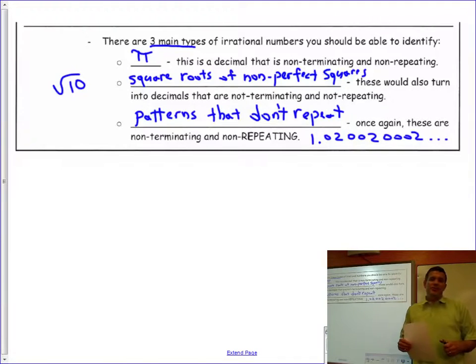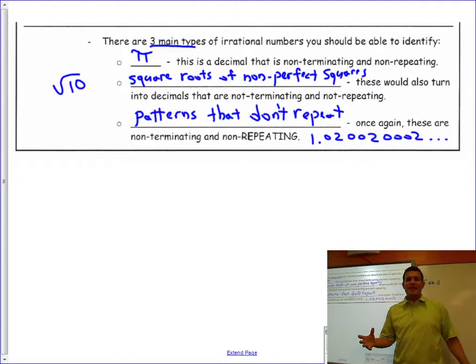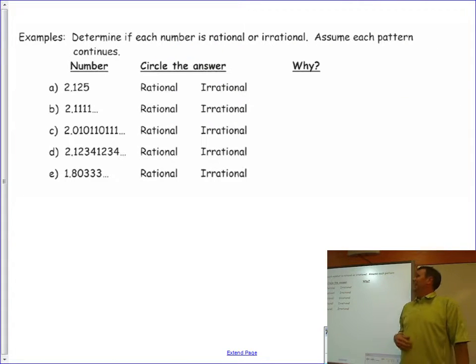Guys, so we've just gone over the three types of irrational numbers. Let's do some examples. In these examples, we want to say if each number is rational or irrational and why. All right, again, if you want to turn off the video, try them yourself and then turn the video back on. I think that's a good way to do it.